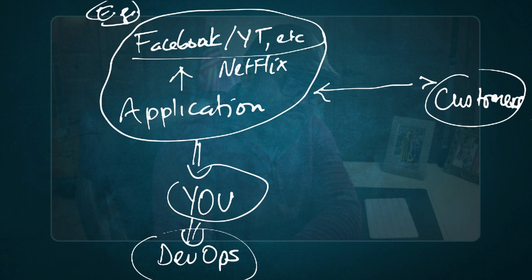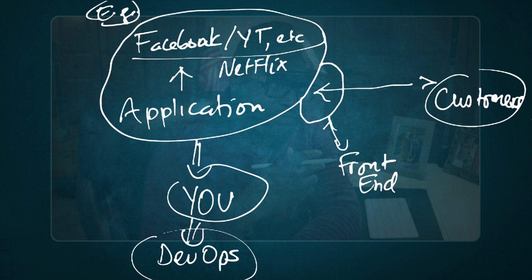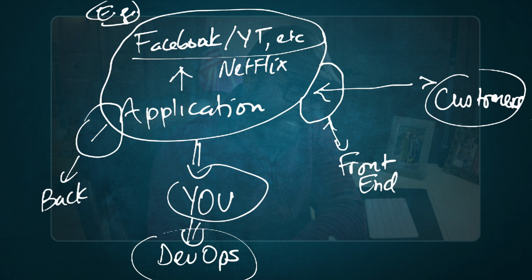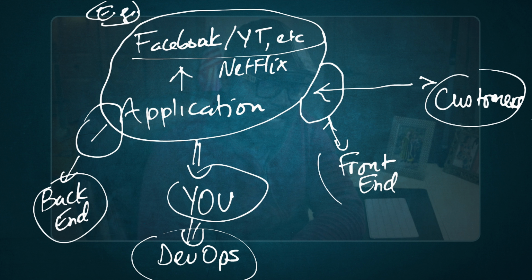So the front end is here. The front end is more for the operations team and stuff like that. They have the infrastructure that allows your customer to interact with your application, right? And here is where you have your back end. Your back end is where you write your application.